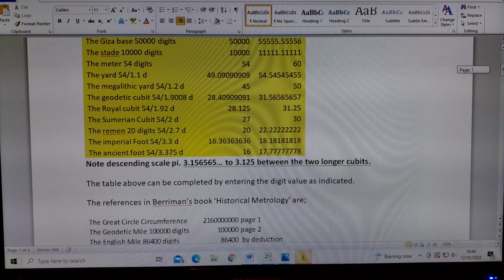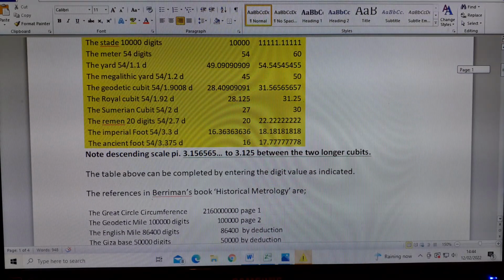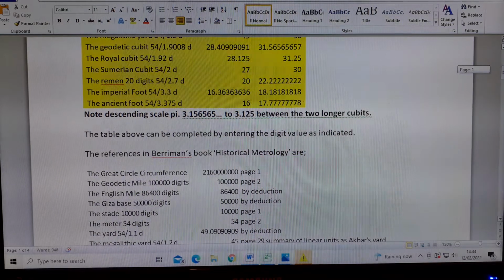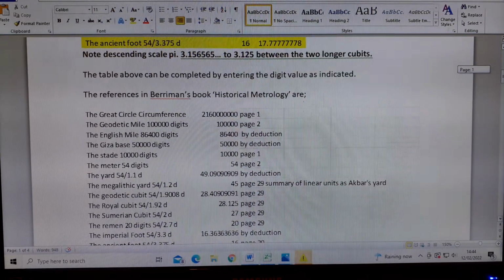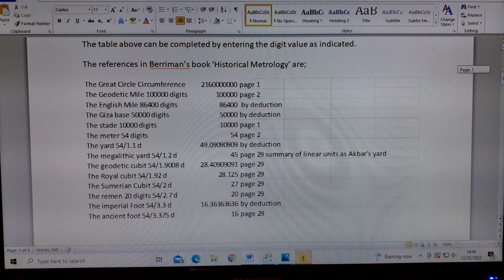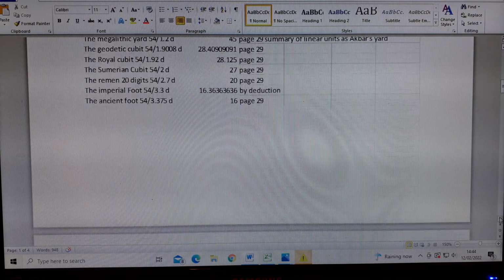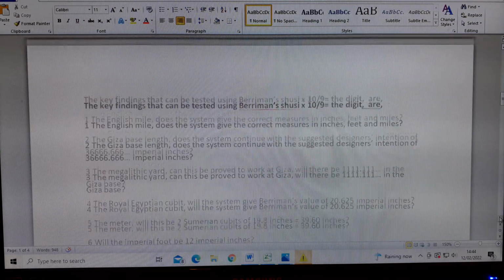It says the table above can be completed by entering the digit value as indicated. The references in Berriman's book, Historical Metrology, are, and I've put the page references of all the units there, where I've picked up and worked out these numbers in digits for the units that are in the above spreadsheet. So let's go down to the next page.